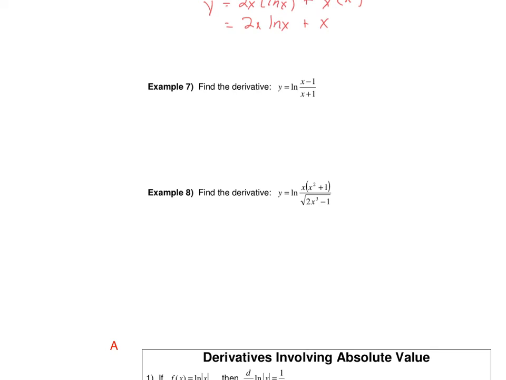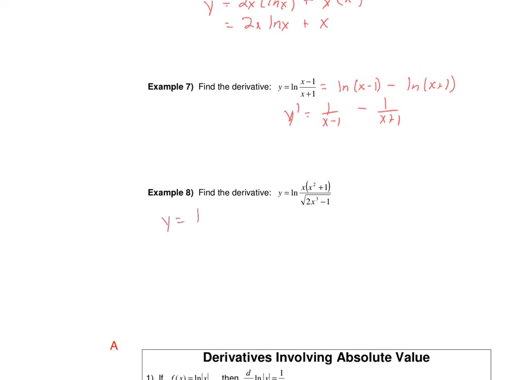All right, number 7. Again, I would rewrite this using your sum and difference rules. So I can split that up from the expansion with a subtraction. So now when I take the derivative, I've got 1 over the argument, multiply by the chain rule, 1 over the argument, multiply by the chain rule, we're good.